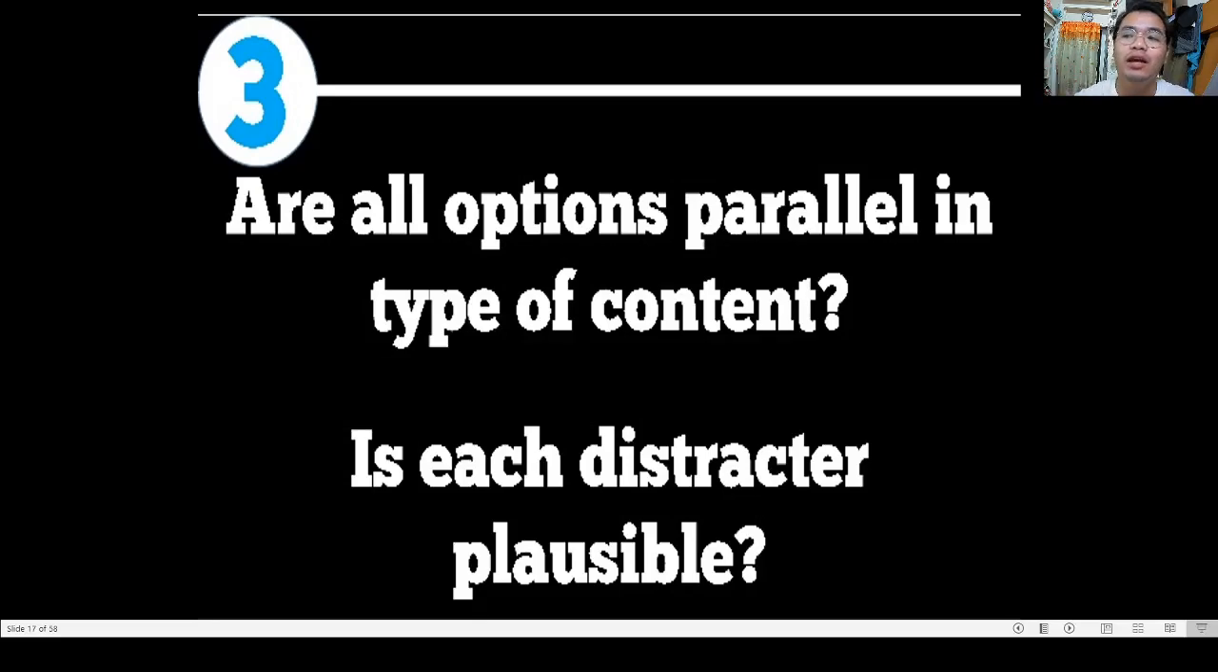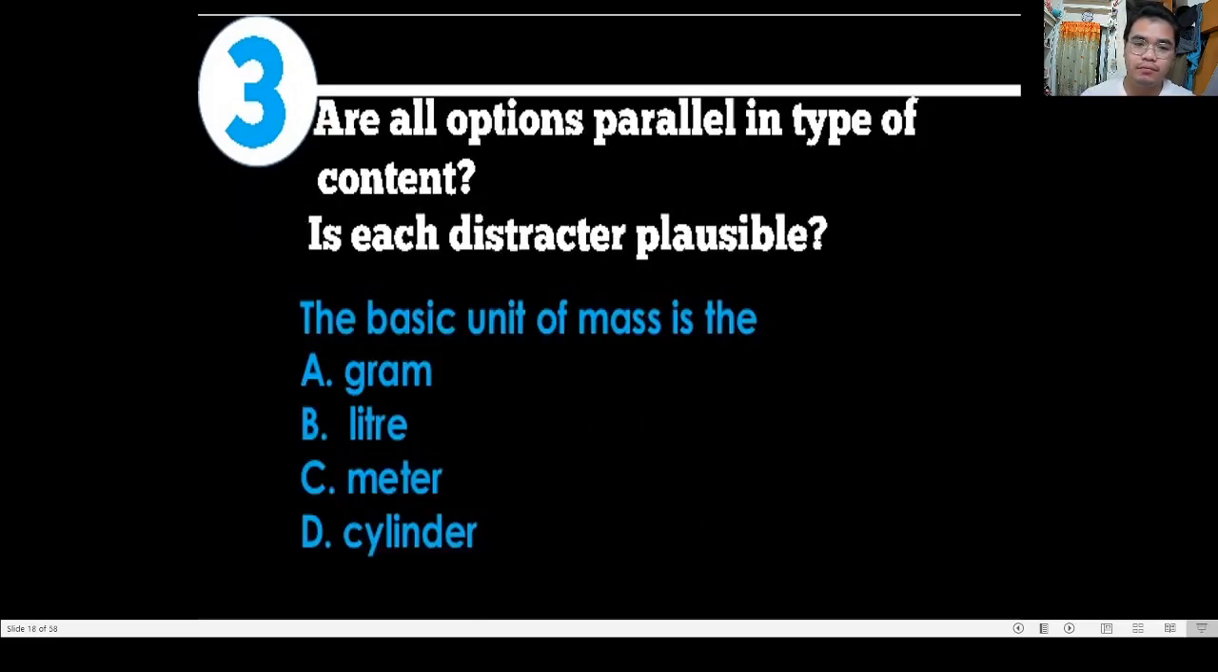You should always look at the options and see to it that the options are parallel in type of content. So if you're asking for a flower, then all options should be flowers. If you're asking for an animal, then all options should be animals. For example, this one: The basic unit of mass is the A gram, B liter, C meter, D cylinder. So are they parallel in content? No, because gram is a unit of weight, or mass, I should say. Liter is a unit of volume. Meter is a unit of distance. Cylinder is not a unit of measure, but it is a laboratory apparatus.